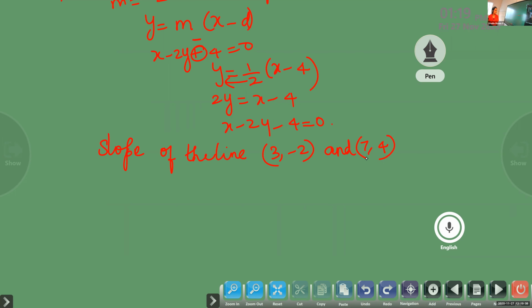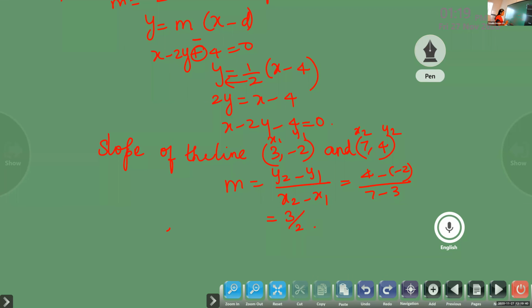Slope m of the line is equal to y2 minus y1 by x2 minus x1. Very good. Take the first set of points as x1, y1. The next one as x2, y2. Substitute it. So 4 minus of minus 2 by 7 minus 3. Aditya Satyan, what is the answer? 3 by 2. Yes, it is 3 by 2.